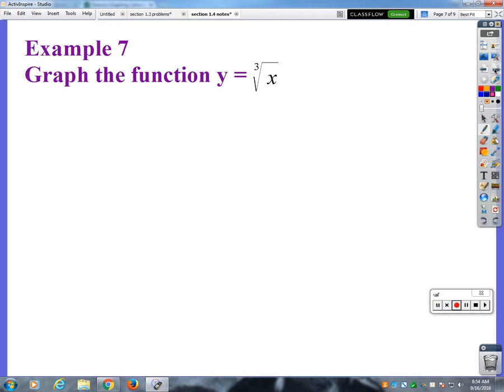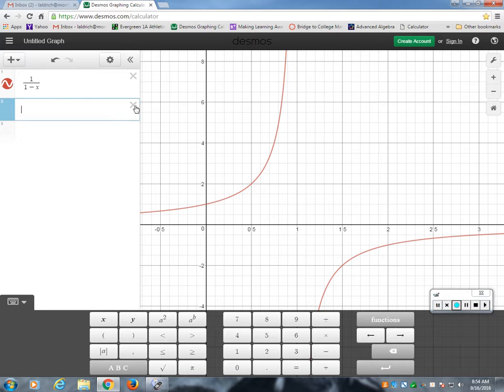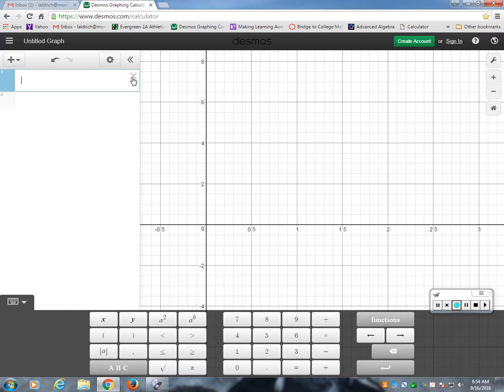Okay, cube root of x. Anybody explore how to do cube roots on this yet? No, actually. I haven't either. Any bright ideas?